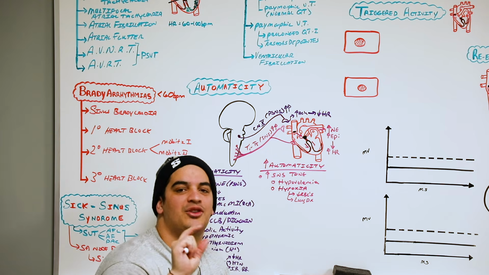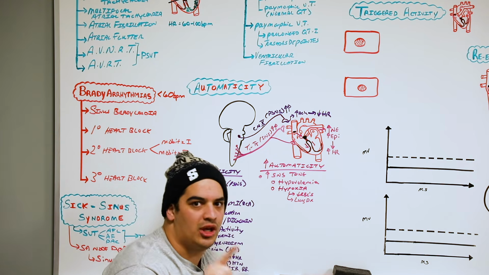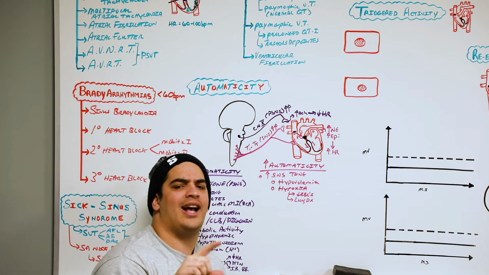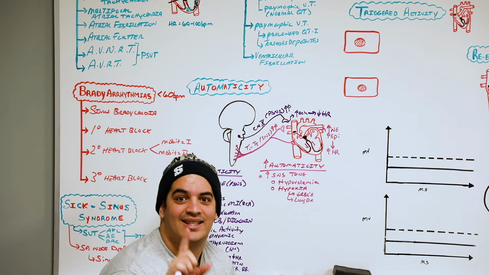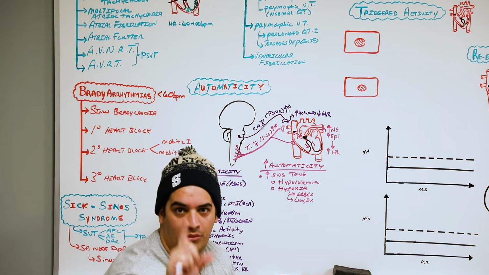Pulmonary embolism. This is actually one of the most common arrhythmias associated with pulmonary embolisms. People always say it's that S1, Q3, T3. No, sinus tachycardia is the most common arrhythmia associated with pulmonary embolism.